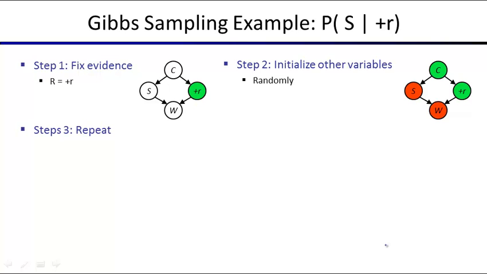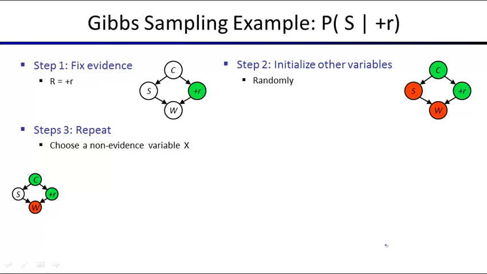Then step 3 is to repeat this process over and over of picking a variable, just like in hill climbing. You choose a non-evidence variable. Why? Because the evidence variables have to stay fixed to whatever the evidence is. R we can never change to anything other than plus R. So pick a non-evidence variable, X. In this case, we pick S.